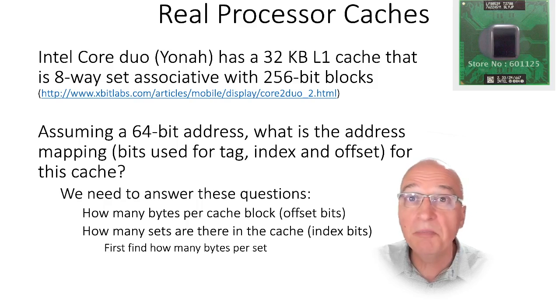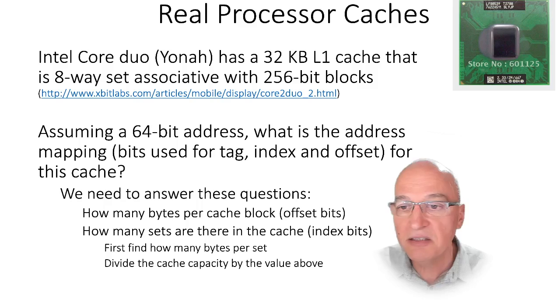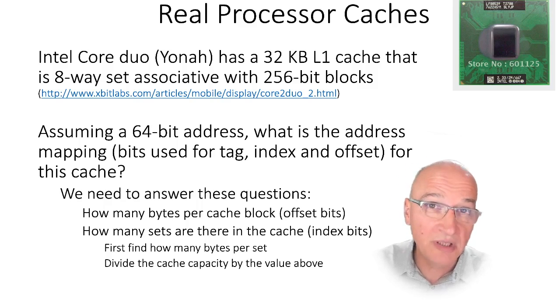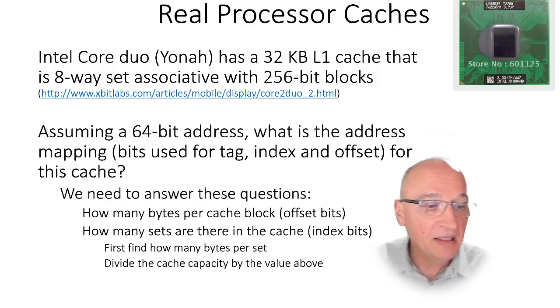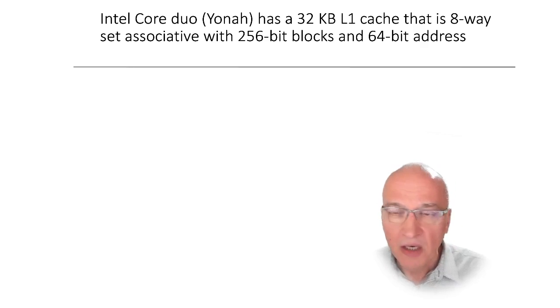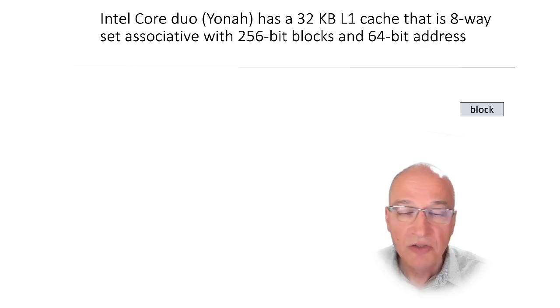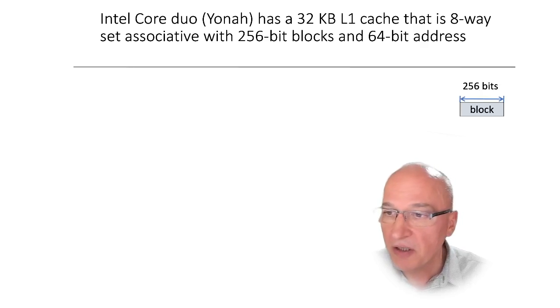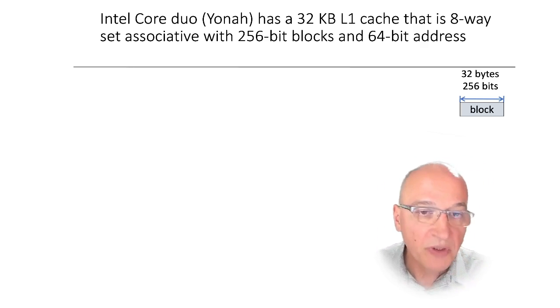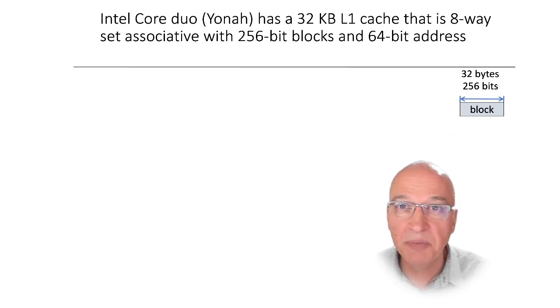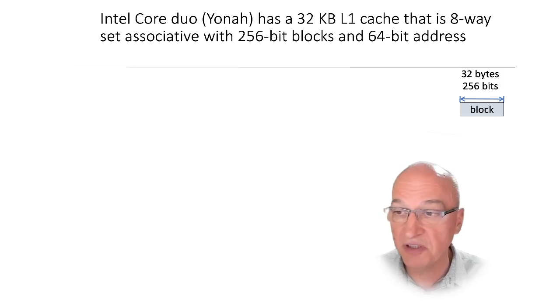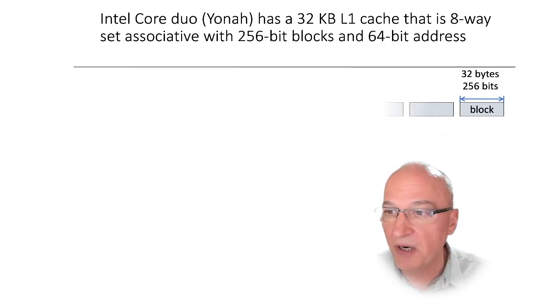First, I need to find how many bytes I have per set, and then I can divide the cache capacity, that's the total data that's stored in the cache, by the number of bytes per set. So we are talking about this Intel Core Duo that has a 32 kilobyte L1 cache, 8-way set associative, with 256 bits per block and a 64-bit address. So this is a block. The block has 256 bits, which corresponds to 32 bytes. There are 8 bits in each byte, so I just have to divide 256 by 8 to get the number of bytes, so I have 32 bytes.